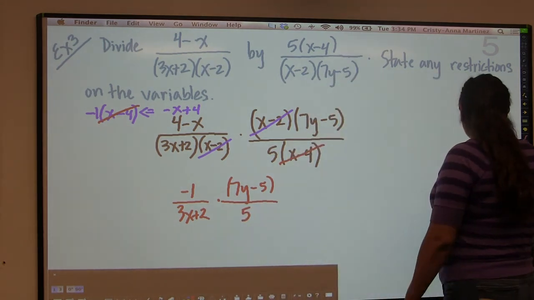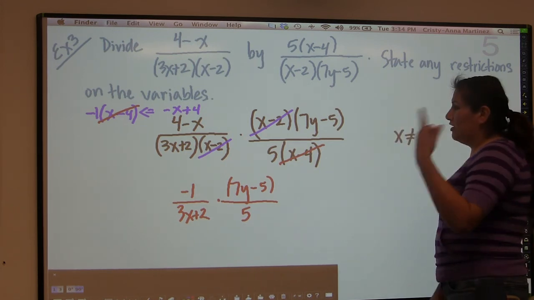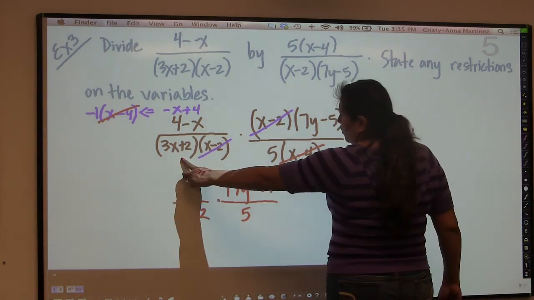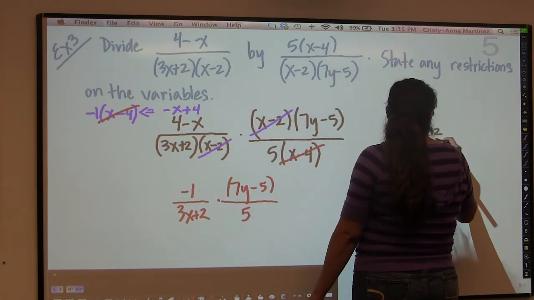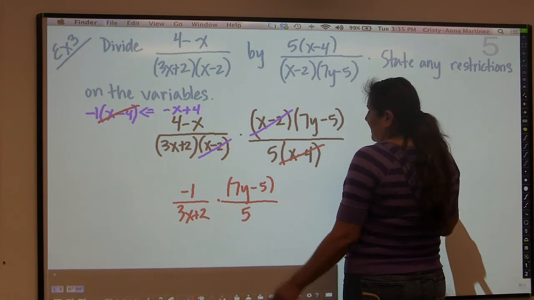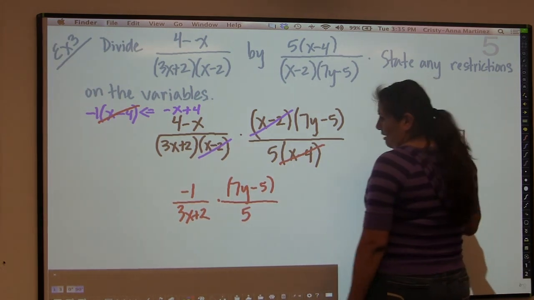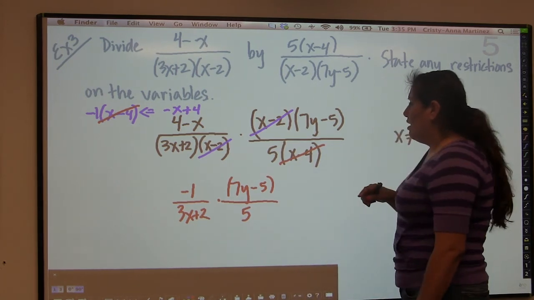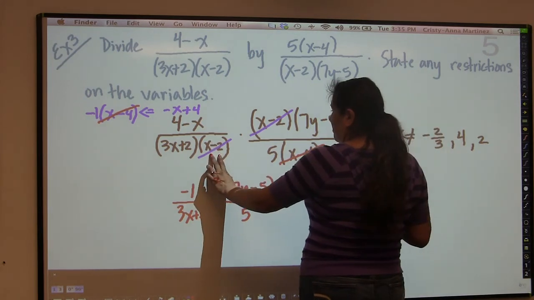As far as restrictions on the variables, x cannot equal, and you start from the original function. So it can't equal, in this case, negative 2/3. There went the bell. It can't be 4, and that's it. So those are the only two. Oh yeah, and it can't be 2. So it can't be 2 because of this.